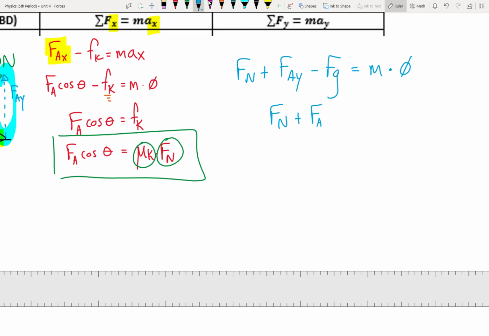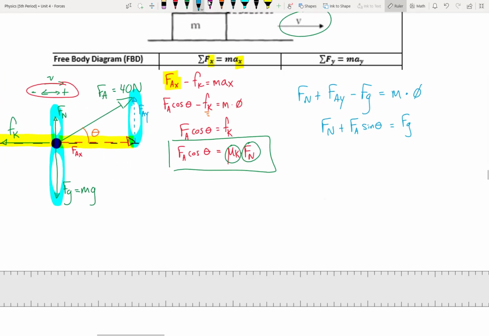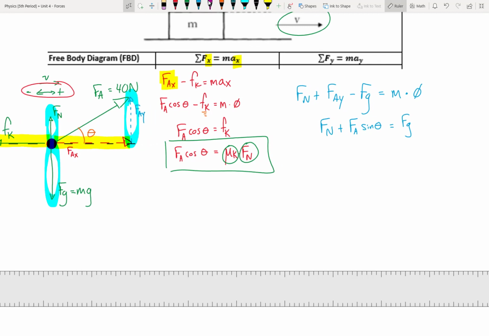Fay is Fa sine theta. It's opposite our angle. And Fg is going to the other side of our equation. So there's Fg. Now I'm showing what's in our free body diagram. Everything on the left side is pointing in the upwards direction. When you add those up, that's got to be equal to Fg, which is in the downward direction, because we know the acceleration is 0. All those forces got to balance out if the acceleration is 0.